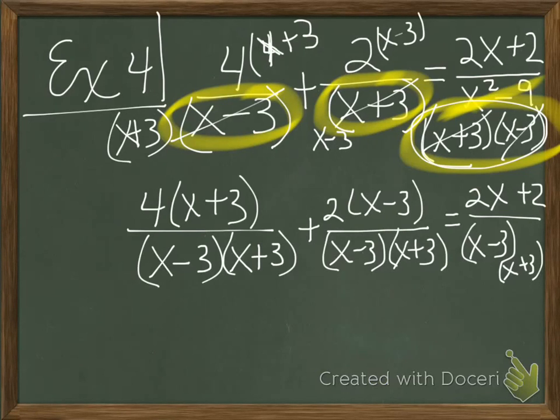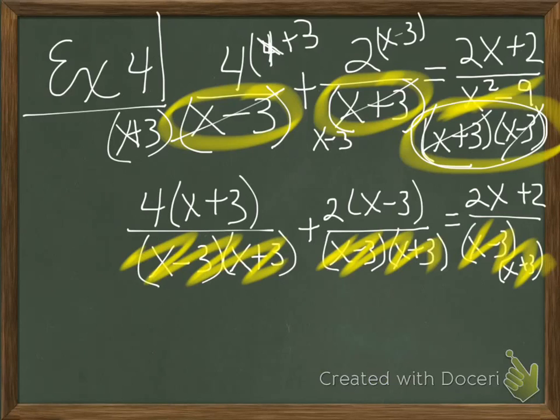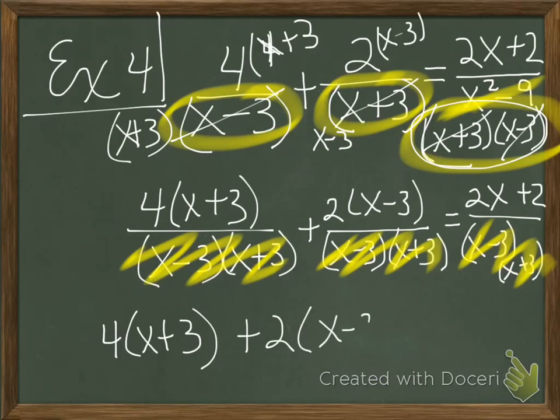Alright, so now we have the least common denominator. What do we get to do with this denominator? We get to totally, completely drop it. What does it leave my problem to be? 4 times x plus 3 plus 2 times x minus 3 equals 2x plus 2. A much easier problem. There's no denominators.